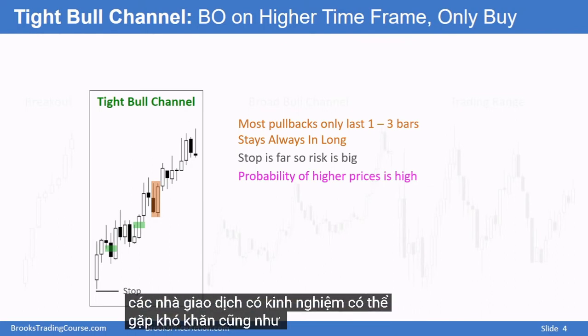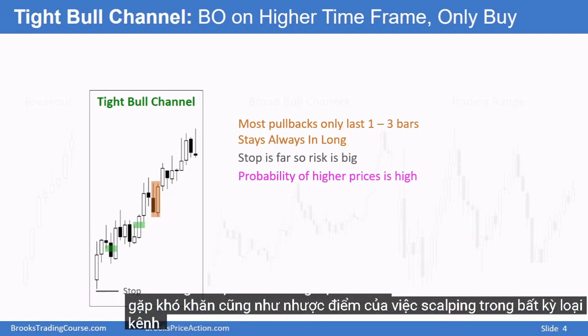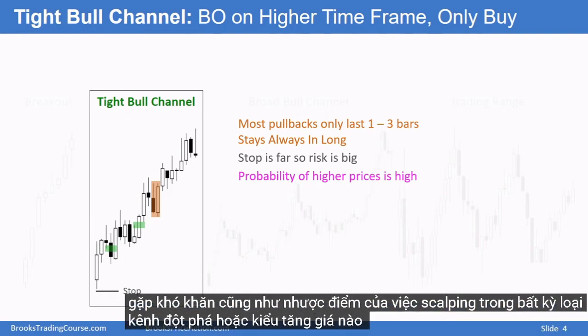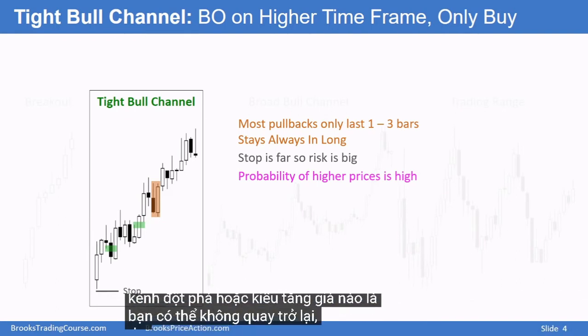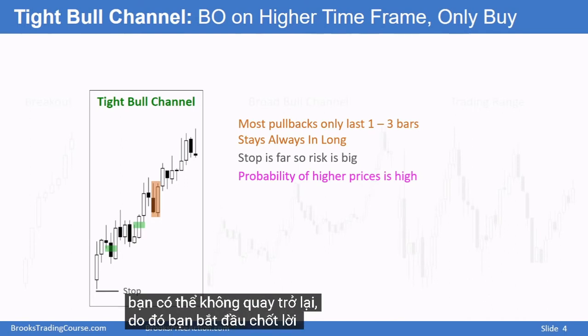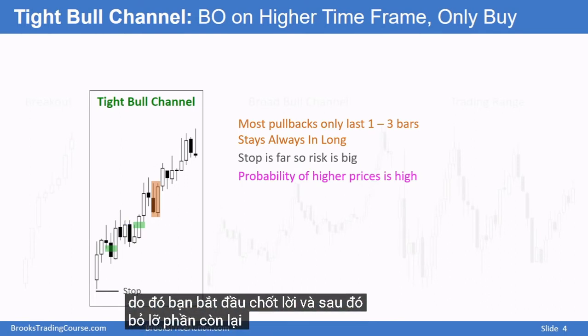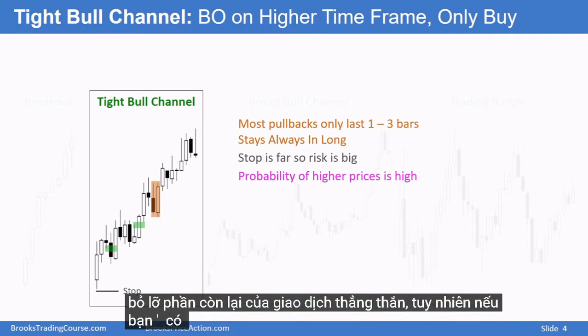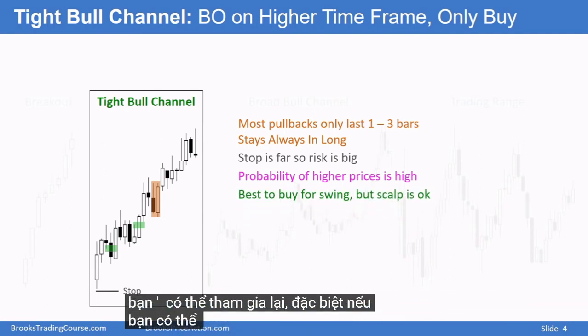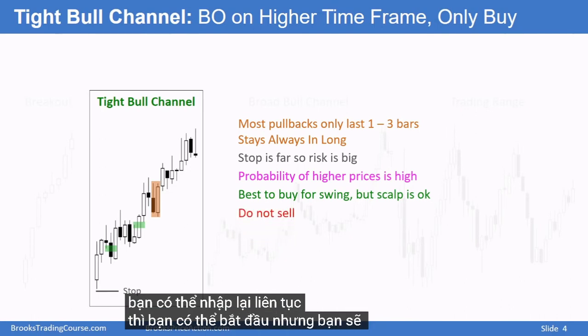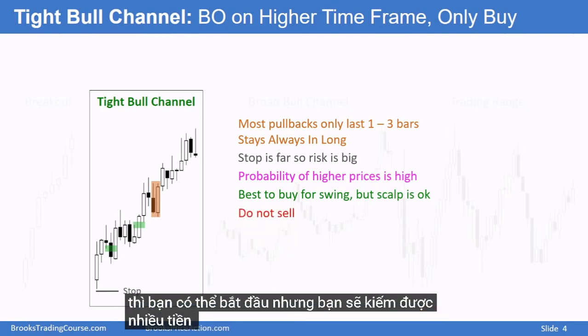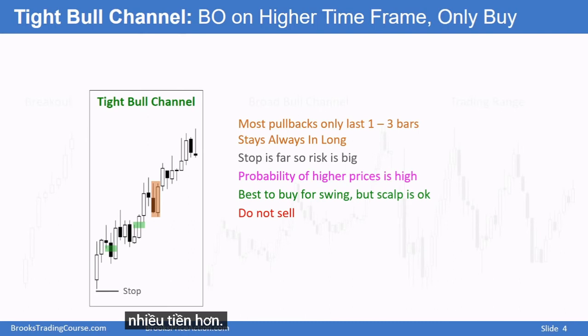The disadvantage of scalping in any kind of a breakout or a tight bull channel is that you may not get back in. So you'll scalp, take your profit, and then miss the rest of the trade. However, if you're able to re-enter, especially if you're able to re-enter repeatedly, then you can scalp. However, you'll make more money. Most traders will make more money if they simply swing trade.